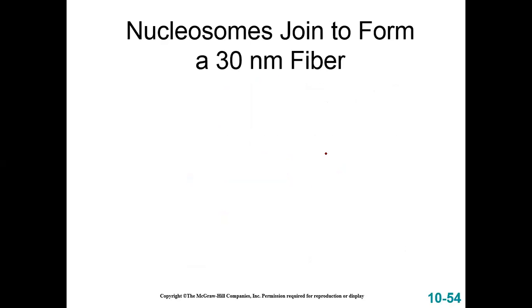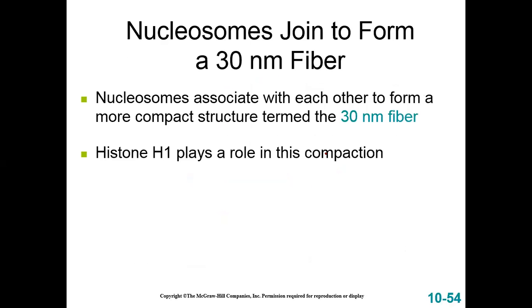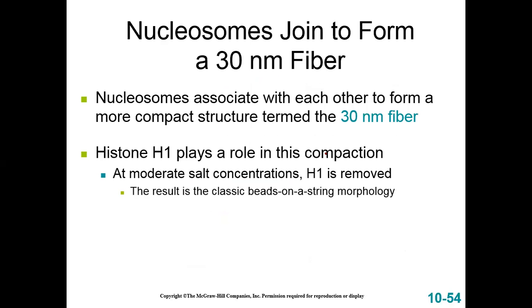These nucleosomes further interact with each other to form a 30 nanometer fiber to make the DNA more compact. Nucleosomes associate with each other to form a more compact structure termed the 30 nanometer fiber. Histone 1 protein plays a role in this procedure. At a moderate salt concentration, when H1 is removed, the result is the classic bead on a string morphology.